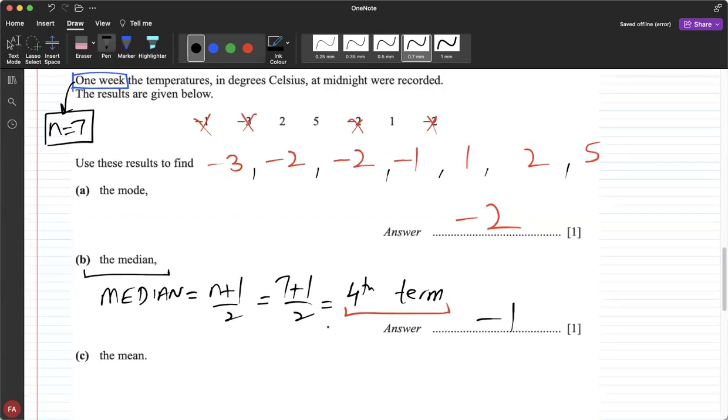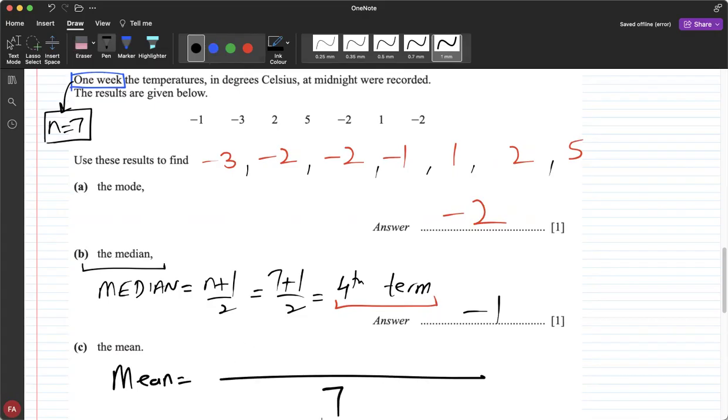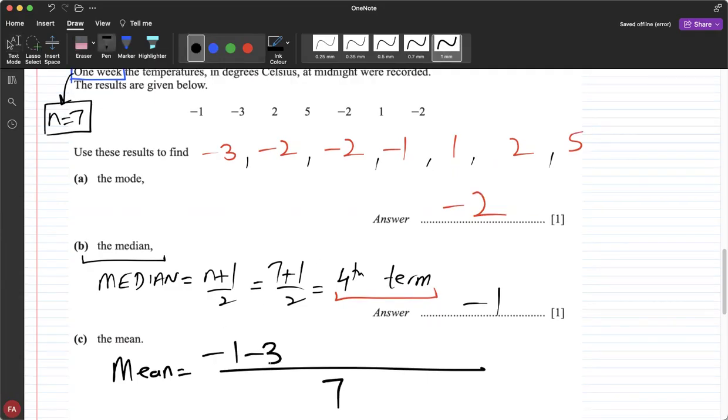In a similar way, we have the third part over here. So again, before we get started, what kind of data do we have? Can I say that's ungrouped again? Because I don't see a table over here. So it's ungrouped discrete data that we have. To figure out the mean, I said sum of all the values divided by n, the quantity that we have. So in my denominator, I should be having 7. In the numerator, I should be having -1, -3, +2, +5, -2, +1, -2.